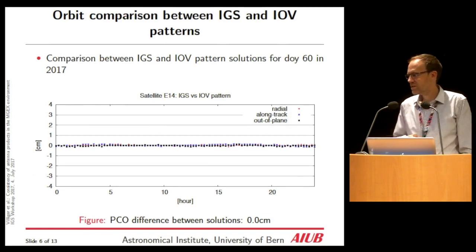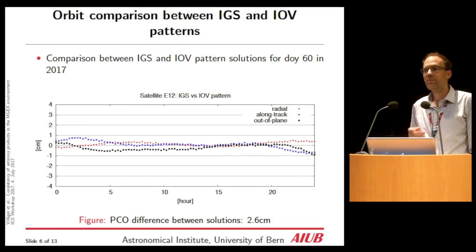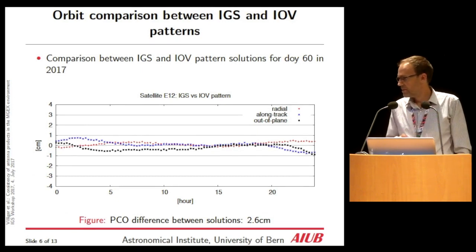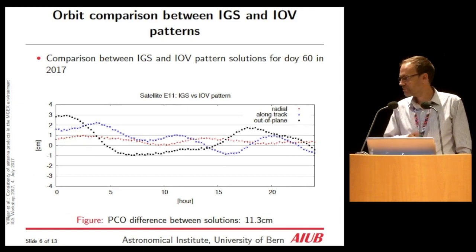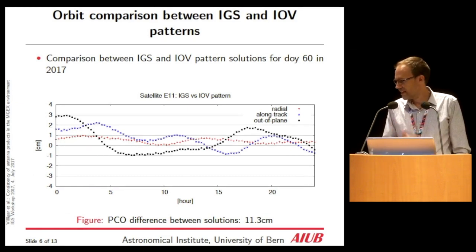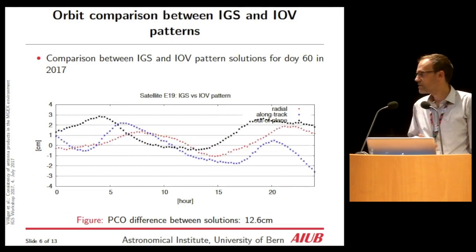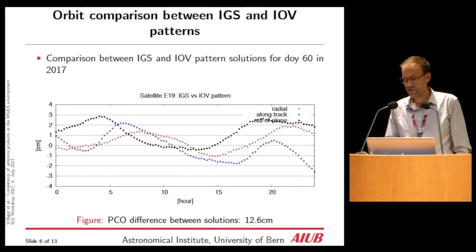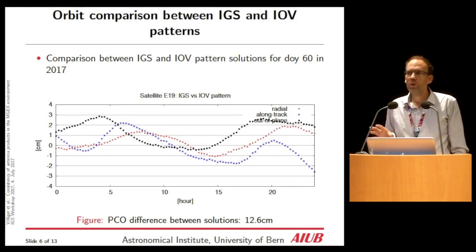If I then go further and look first at the satellite E12, this is a satellite which has the best agreement with the currently used PCOs. The difference is 2.6 centimeters. We see that these two orbits are slightly different. And if we go further to the next satellite, E11, which is now 11 centimeters, we see that the orbits are already starting to be slightly different. And then for the last satellite with the largest offset difference, we see, of course, that we also have the largest differences. From this plot, however, I cannot say which orbit is better. I can just see they are different. But of course, I don't know which one is the truth.